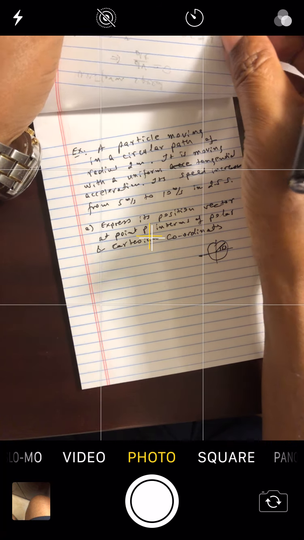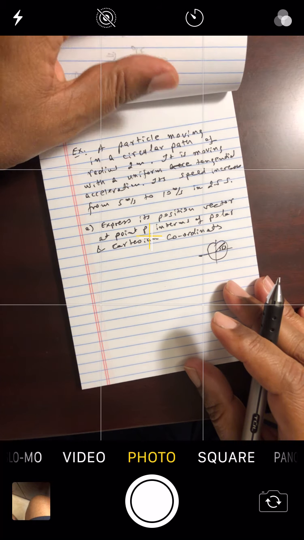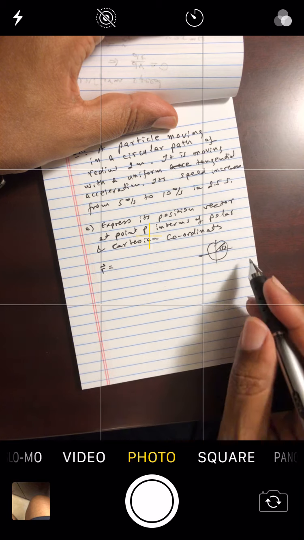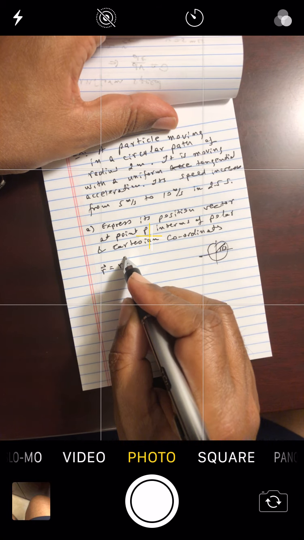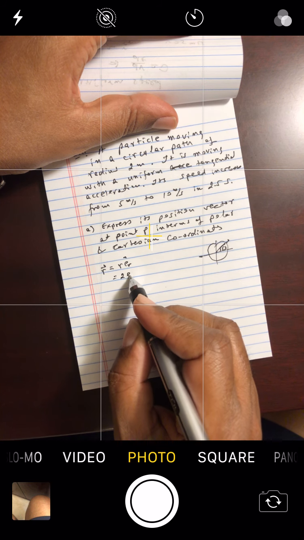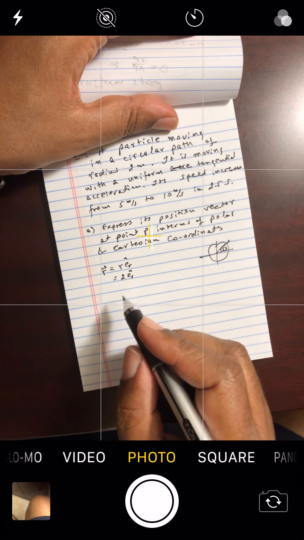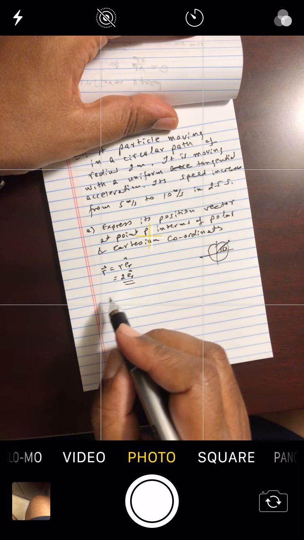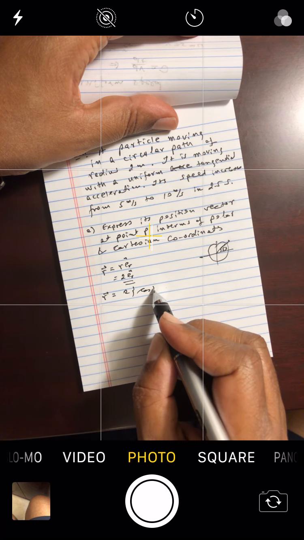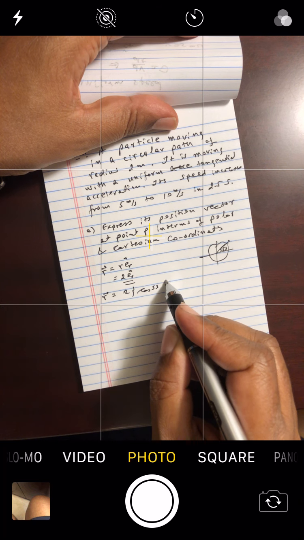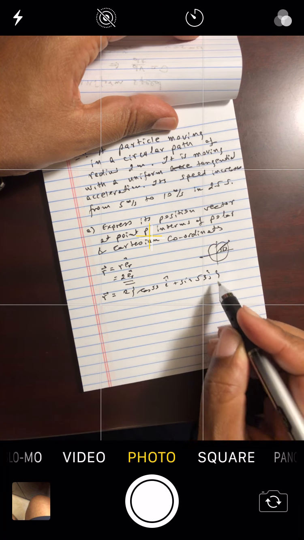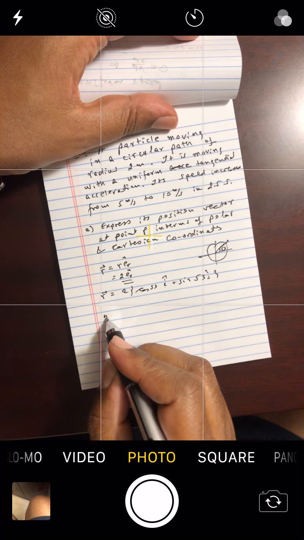So it will be R in the direction of ER. Okay, this will be ER. So that is 2 in the direction of ER. And then for Cartesian, it will be 2 cosine of phi3 in the I plus the sine of phi3 in the J. Okay.